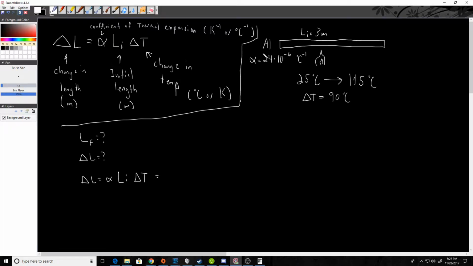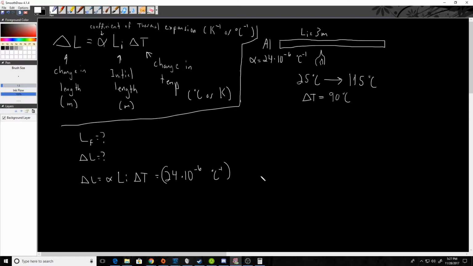So in this case, the coefficient of thermal expansion is 24 times 10 to the negative 6 per degree C, degrees C to the negative 1. Keep in mind, this is a number. Essentially, it's almost in scientific notation. What I like to do with those numbers is throw in parentheses, just in case I ever have to divide by that. So that's my coefficient of thermal expansion.